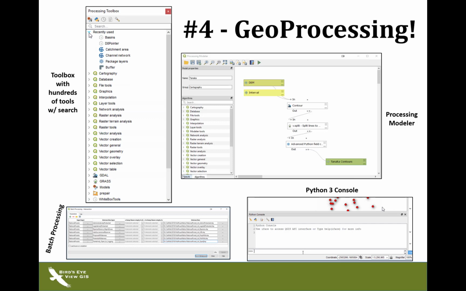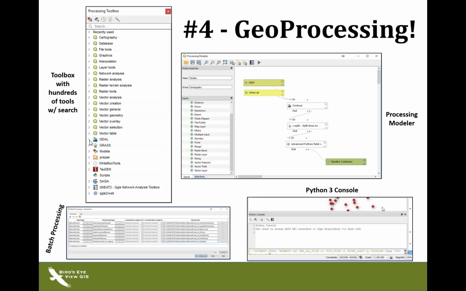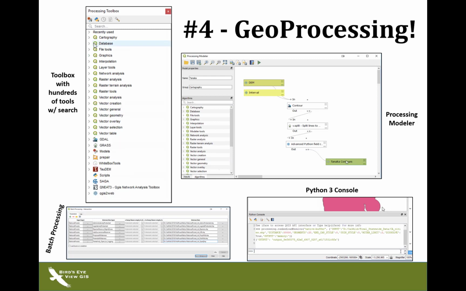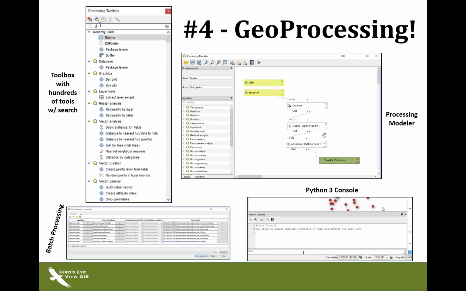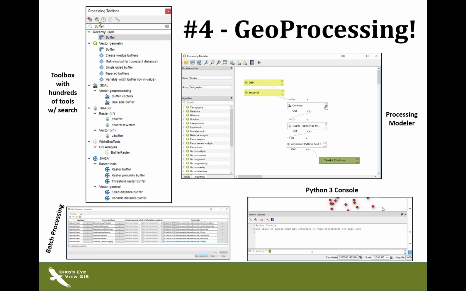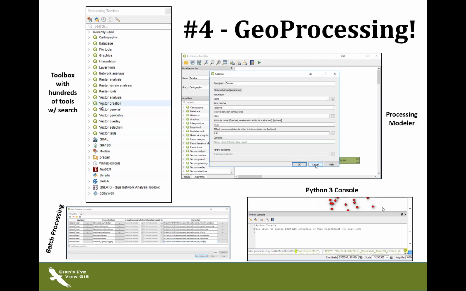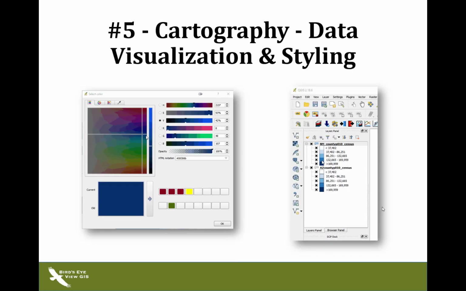Number 4 is geoprocessing, which we've covered a little bit. In fact, we've looked at this same slide, but there's, suffice to say, a very robust geoprocessing environment, which includes a toolbox, a modeler, a Python console, and batch processing.